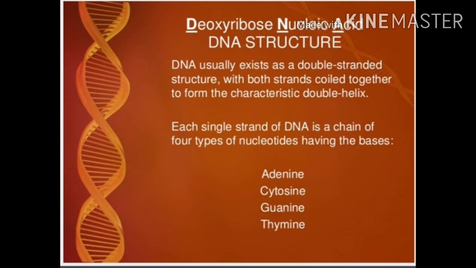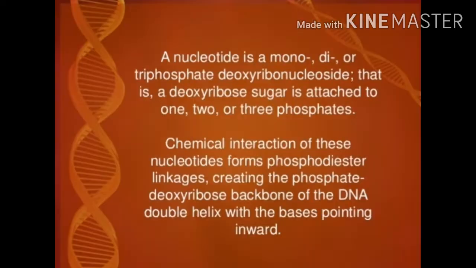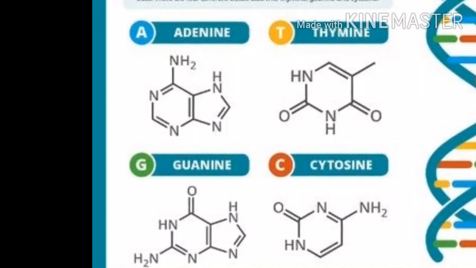So each single strand of DNA is a chain of 4 types of nucleotides which are grouped into purine and pyrimidine. So these 4 nitrogenous bases are adenine, cytosine, guanine and thymine. A nucleotide may be a mono-, di- or triphosphate deoxyribonucleoside. That is, a deoxyribose sugar is attached to 1, 2 or 3 phosphates. Chemical interaction of these nucleotides forms phosphodiester linkages.